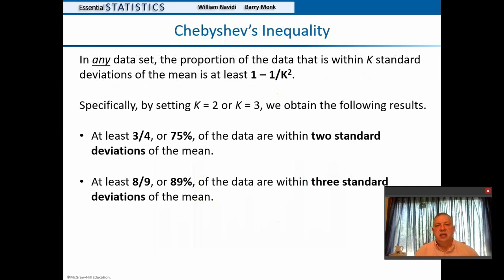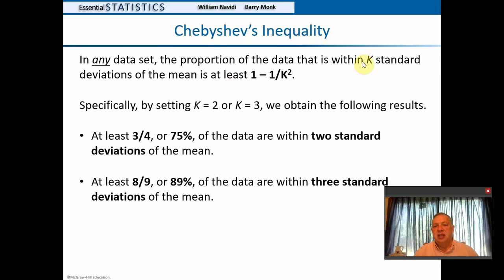In any data set, the proportion of the data that is within k standard deviations of the mean is at least 1 minus 1 over k squared. Now, k is equal to 1 standard deviation. This is 1 minus 1 over 1 squared. 1 times 1 is 1. So this is just 0. So it doesn't really give us any information about k equal to 1. Okay, it just says the minimum is 0, so that could be more than that.